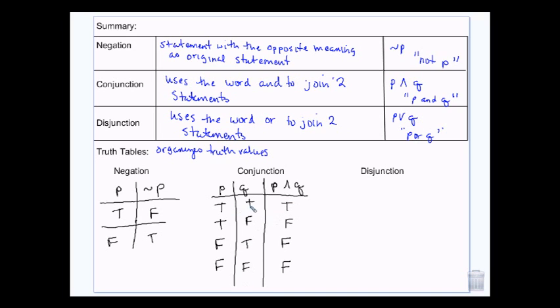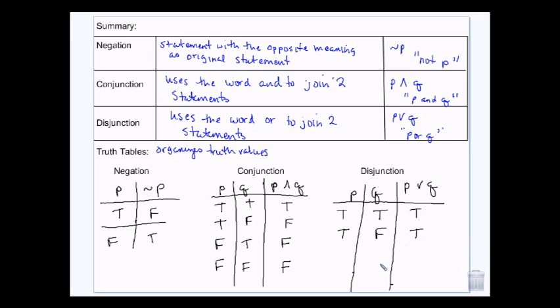This is just a way to organize our options. With a disjunction, you'd have P, Q, and then P or Q. And here's how this works. We'll go into it in more depth also, but if P is true, Q can also be true, and then P or Q would be true. If P is true, Q could be false, and then P or Q is going to be true. If P is false, Q could be true, which would make this true. Or if P is false, Q could also be false, which would make the whole thing false.